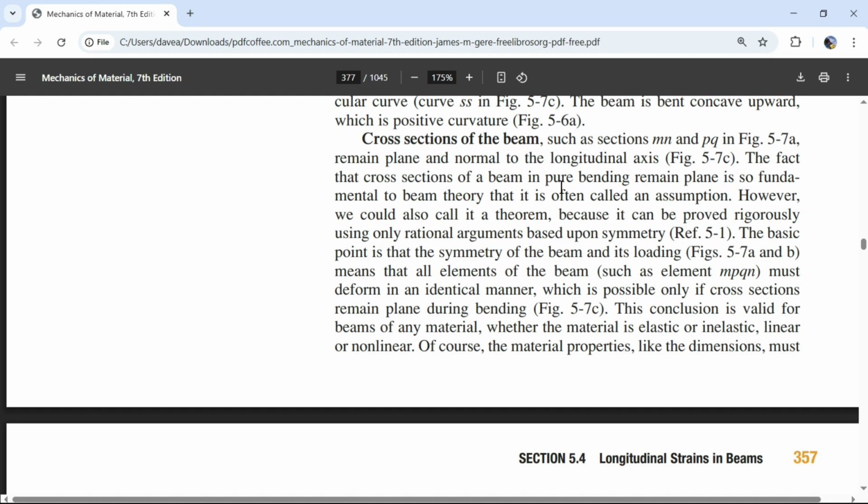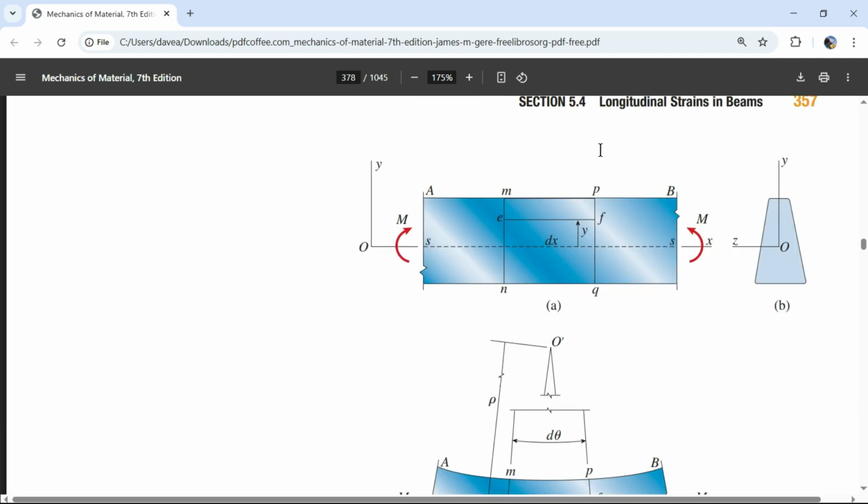All right, so now we're going to talk about this section MN and PQ. So we have MN and PQ. Sometimes they go in a full square, they might call this MNQP. But they're going to say we have 2 sections. One section is M and N, and then we have another section, P and Q. These are 2 different slices, and we're going to have a distance dx between them.